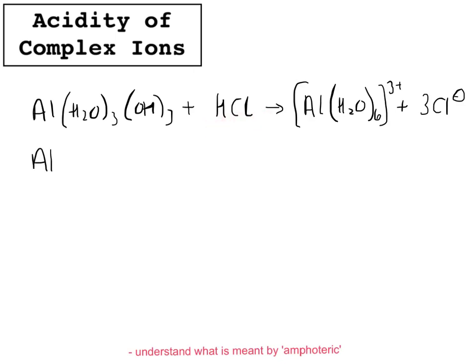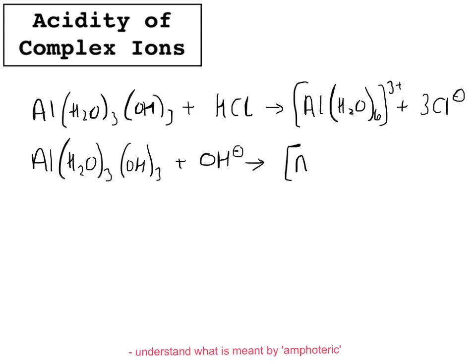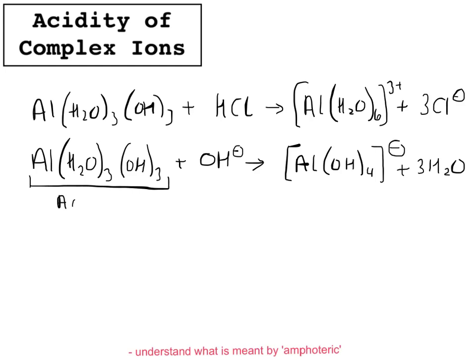However, the aluminium hydroxide will also react as an acid. So if you react it with some OH-, it will then give a colourless solution of tetrahydroxyaluminate, which has the following formula. I'm sure you're all aware of it from revising. So if you add more OH-, so this is excess OH- to the aluminium hexaaqua ion, you form the following complex, which is a colourless solution, and 3H2O. So here we've got it acting as an acid, and here we've got it acting as a base.